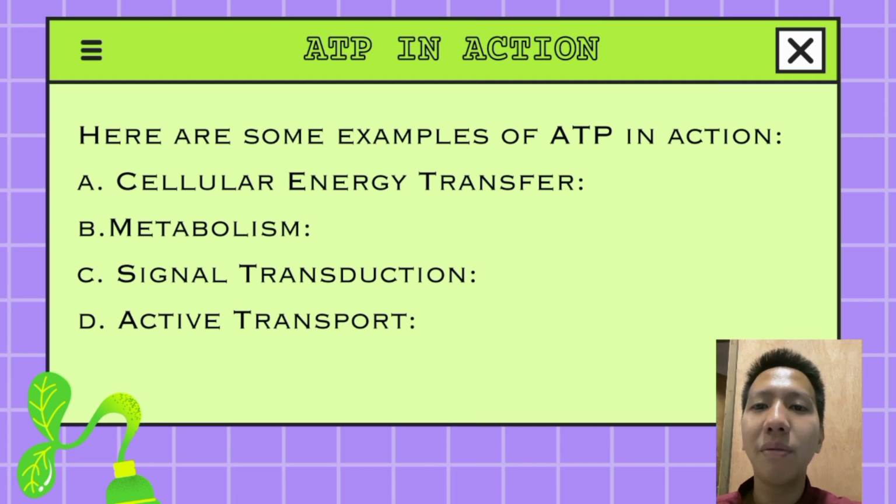D. Active transport. ATP powers active transport processes across cell membranes, enabling the movement of ions and molecules against their concentration gradients. This is crucial for maintaining cell homeostasis and conducting vital functions like nerve impulse transmission and nutrient uptake.